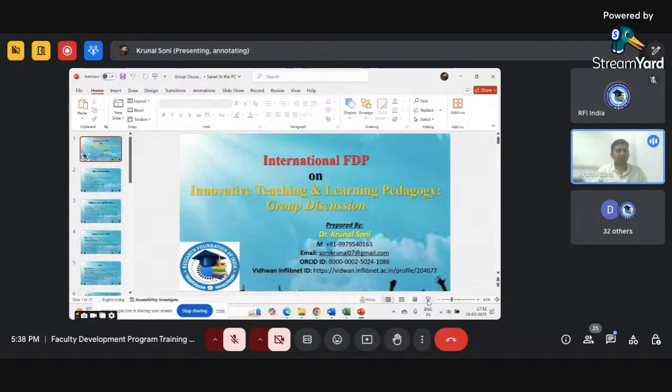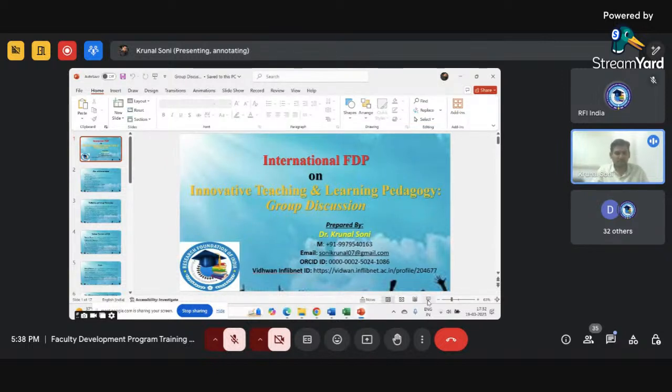Then one of the important parameters that we are going to cover today is the reasons for which we are conducting group discussion in all the academic institutes and universities. Why are they taking group discussion as one of the important parameters for the teaching-learning process? So that is where the reasons for group discussion we also need to discuss. Then do's and don'ts.